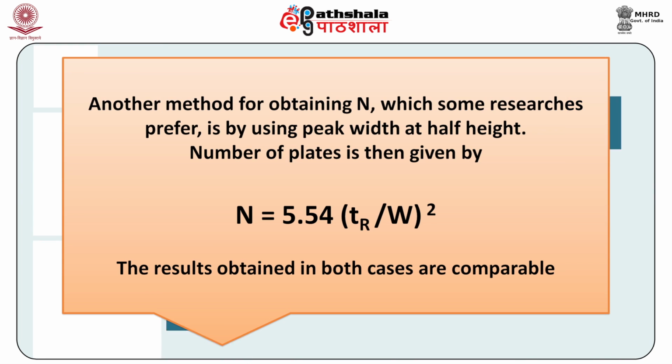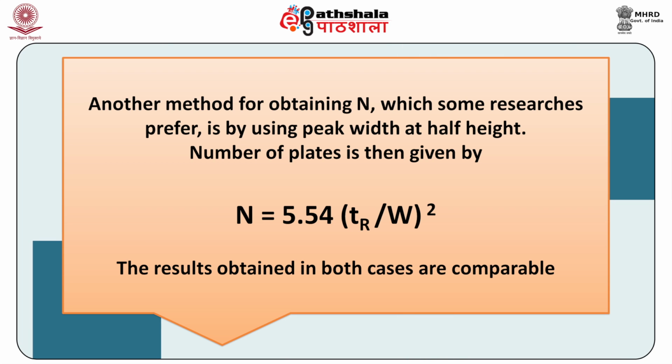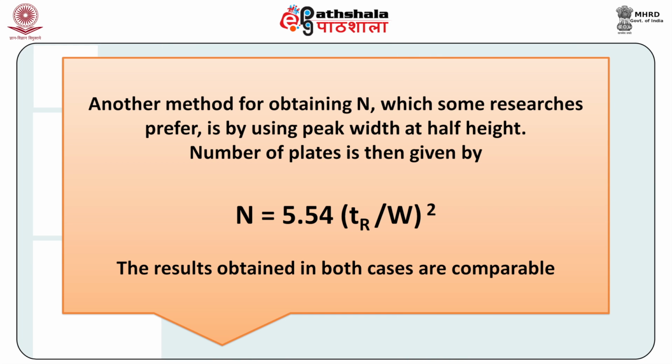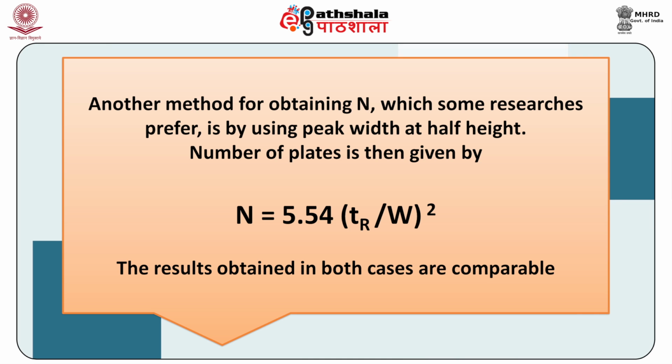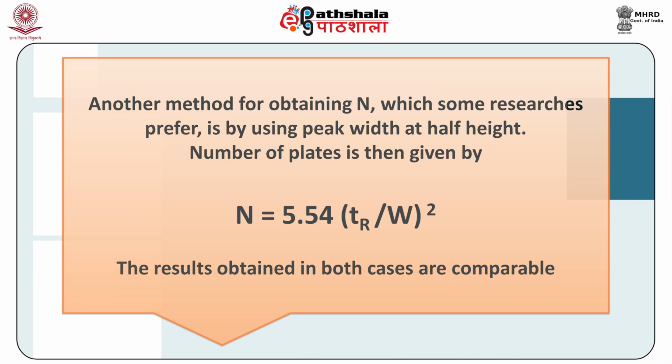Another method for obtaining n, which some researchers prefer, is by using peak width at half height. The number of plates is then given by n equals 5.54 multiplied by (Tr divided by W1/2) whole raised to the power 2. The results obtained in both cases are comparable.